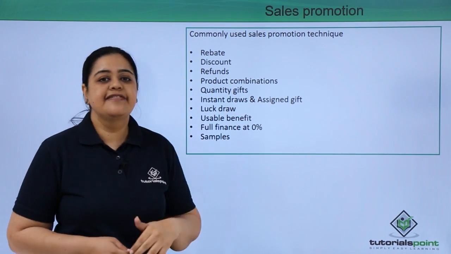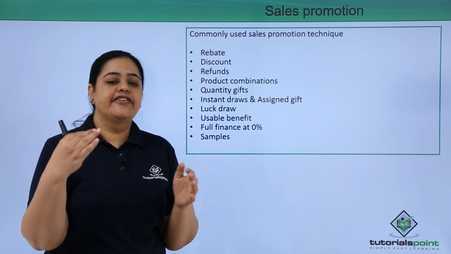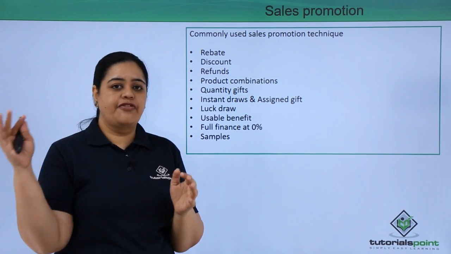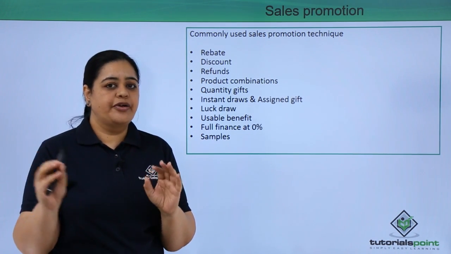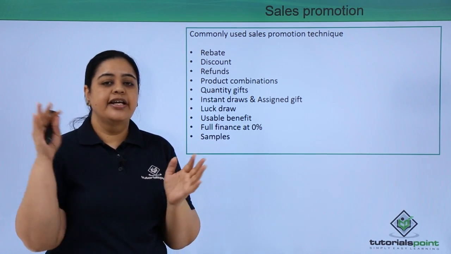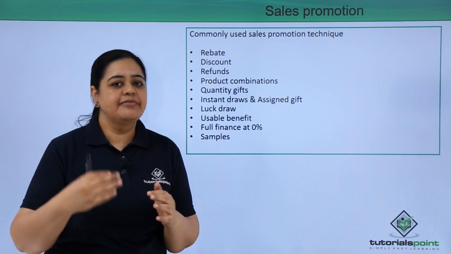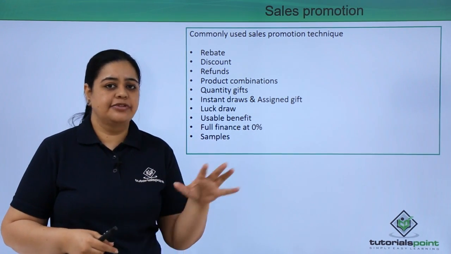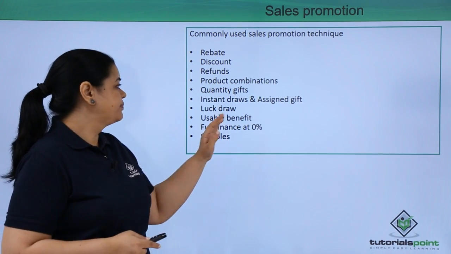Now quantity gifts, wherein we give the consumer extra. Let's say he's buying 450 grams of a particular powder, that is washing powder. Here in quantity gifts, I will tell him that if you buy this pouch, you will get extra quantity, let's say 50 grams extra. So you'll get 500 grams of washing powder at the price of 450 grams.